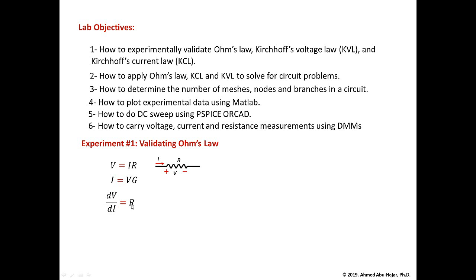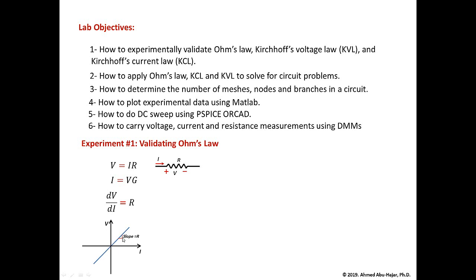And if we say that delta V over delta I, that's the slope, delta V over delta I is going to equal R. Now it's very important to know that when you use Ohm's law, if the voltage is positive, the current has to be positive. If the voltage is negative, the current has to be negative. So if we plot the voltage versus the current, we're going to have a straight line. The slope of the straight line is going to be R.